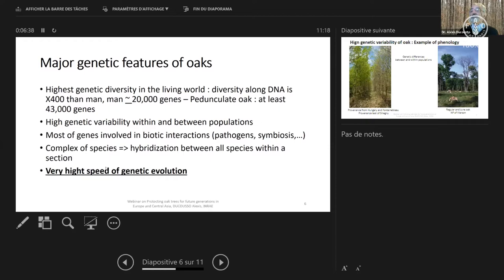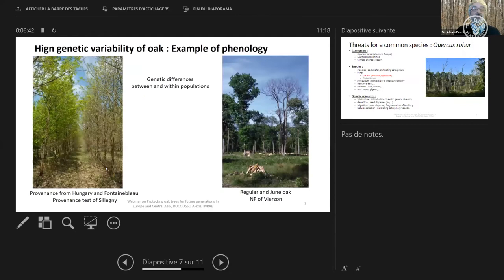Here we can compare genetic variability of oak, and I have taken only the example of phenology. On the left photo, we can see a provenance from Hungary, which is a very early provenance. On the right, it is a French provenance from Fontainebleau, which is a forest close to Paris, and it is a late provenance. Now we can see the genetic variability within a population. On the left, we can see a regular oak, and on the right, what we call a June oak. And we are in June, and this oak's bud burst will occur in June or July. It is a very late oak.